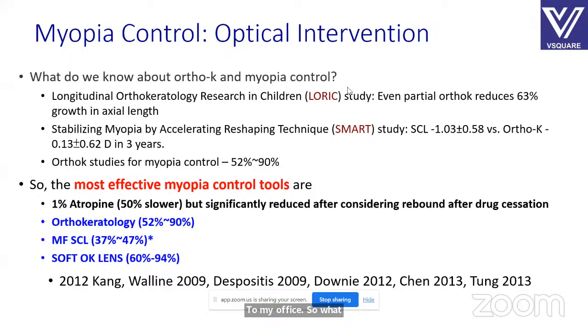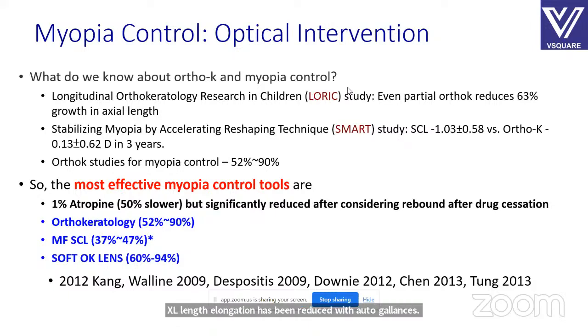So what are the optical interventions available? There are plenty of optical interventions. We have soft contact lenses, ortho-K night wearing lenses, multifocal contact lenses, and we also have glasses available. Among all these, there is the LORIC study which says nearly 63% of axial length elongation has been reduced with ortho-K lenses.